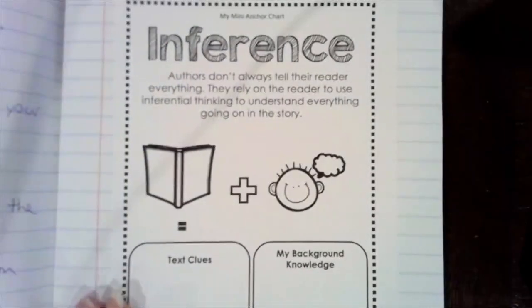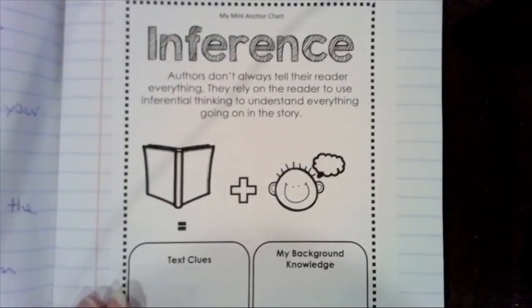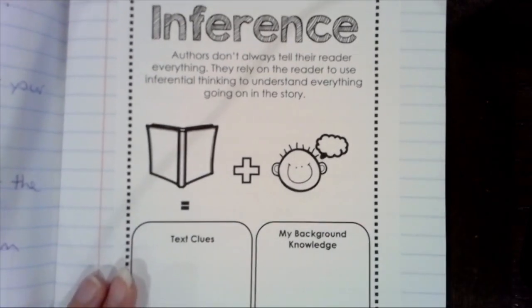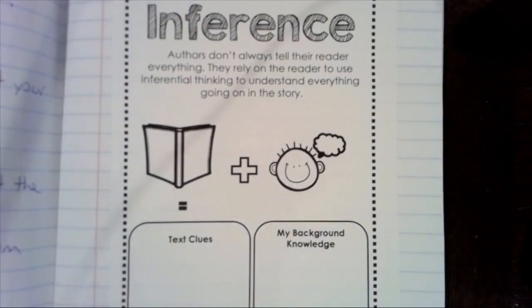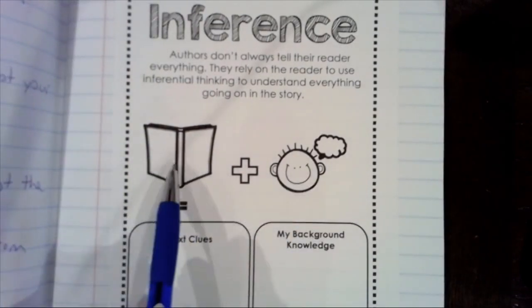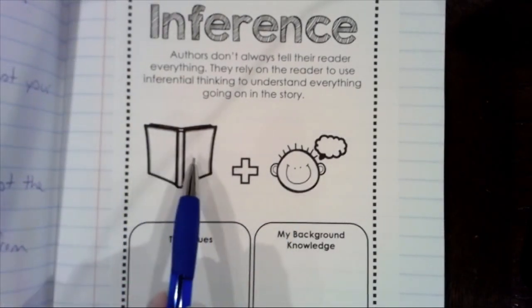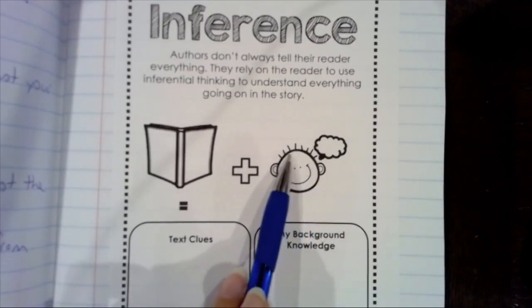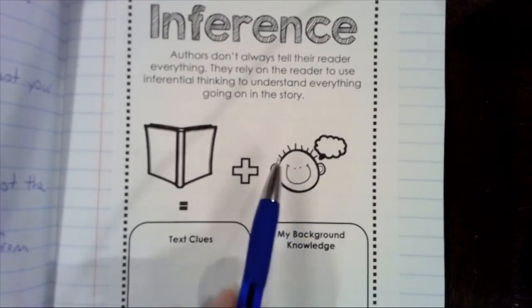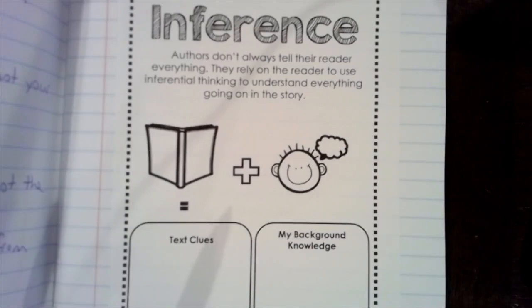So at the top it says, authors don't always tell their reader everything. They rely on the reader to use inferential thinking to understand everything going on in the story. So sometimes you use clues in the text and your own brain, your background knowledge, or your schema. That's what these pictures show you. Clues in the text, so that's coming from the book, plus your own thinking, what you know in your brain, to come up with your inference, to come up with what you think the author is trying to tell you.